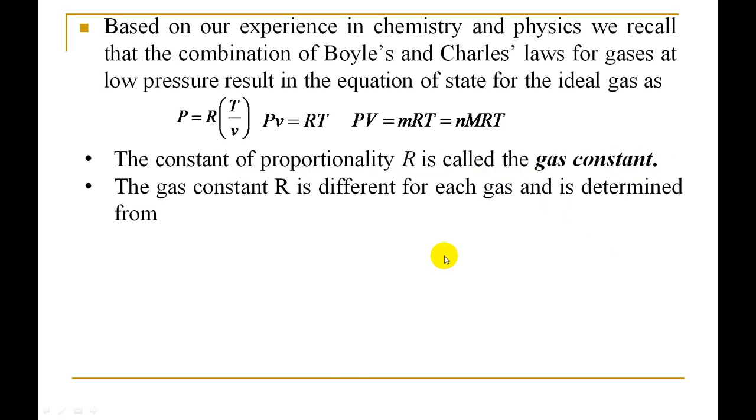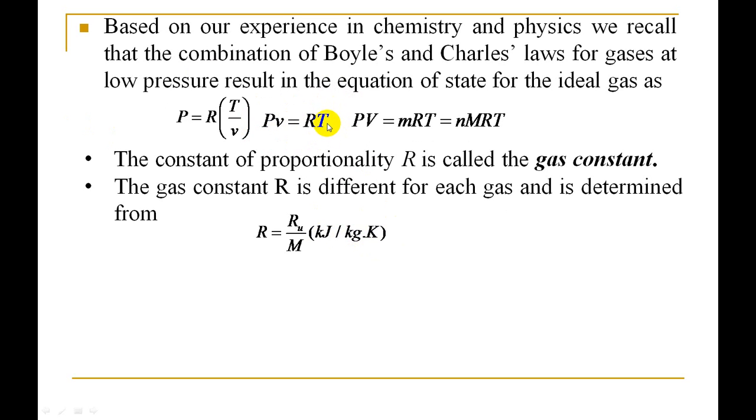The constant of proportionality R is called the gas constant, and the gas constant R is different for each gas, and it's determined from this relation: R is equal to the universal gas constant over molar mass. The unit of the gas constant is kilojoule per kilogram per Kelvin. So whenever we use this relation, we have to consider these units. R is always in this form, kilojoule per kilogram times Kelvin.